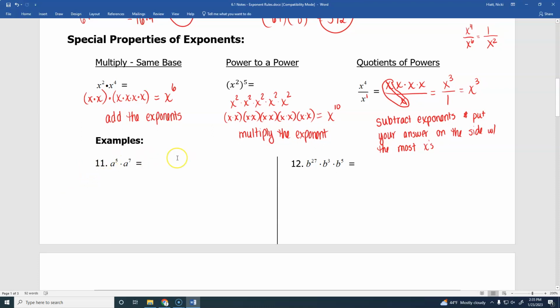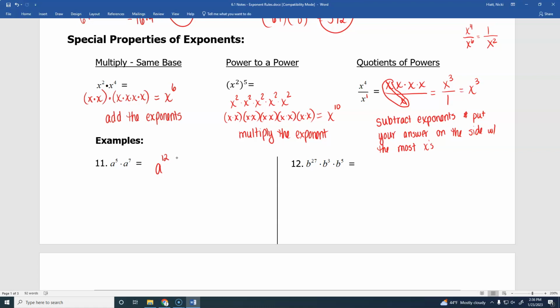For number 11, raise your hand if you think you know what that one is going to be. All right, Lanaya. Perfect. A to the 12th. Something in me wants to do 35 right there. 5 times 7 is 35. But when you're multiplying like bases, you add the exponents. All right?